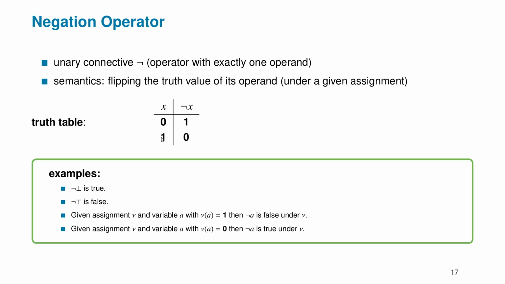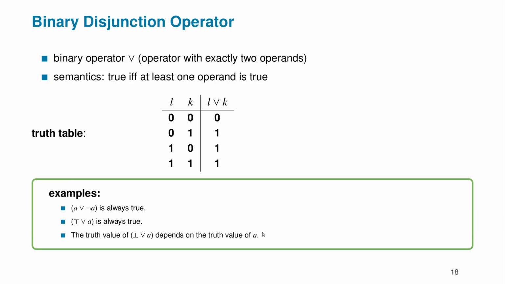This variable can be true. This is here in the second line. If x is false, then not x is true. If x is true, then not x is false. And here we have some examples. Not bottom, not false, is always true. Not top is false. When we have an assignment of a variable a, and a is assigned true, then not a is false under this assignment. If variable a is false under an assignment, then not a is true under the assignment.